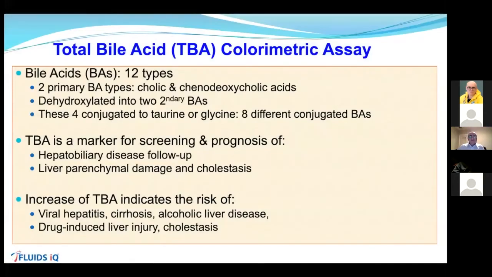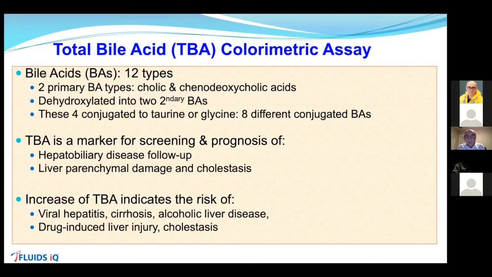And so you have these 12, the two primaries, and the dehydroxylated ones, which form 4 conjugated ones, and those give you 8 different conjugated bile acids. So the total is the 4 and 8, which makes 12. And total bile acids are a marker for screening and prognosis, for that matter, of a whole number of things. And I'm just mentioning a few here. Various types of hepatobiliary disease. And if you want to follow up on it, that's a very quick way of being able to do it.